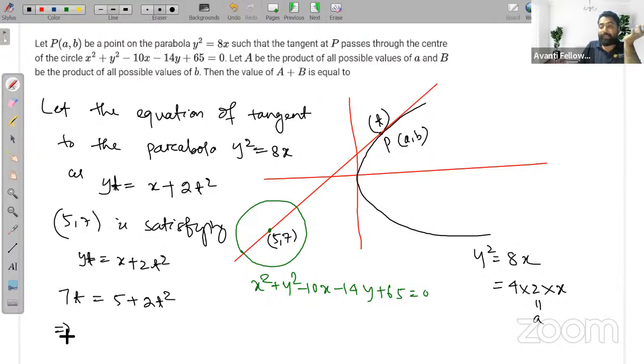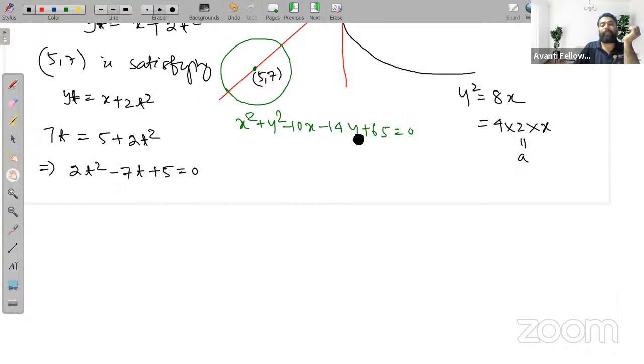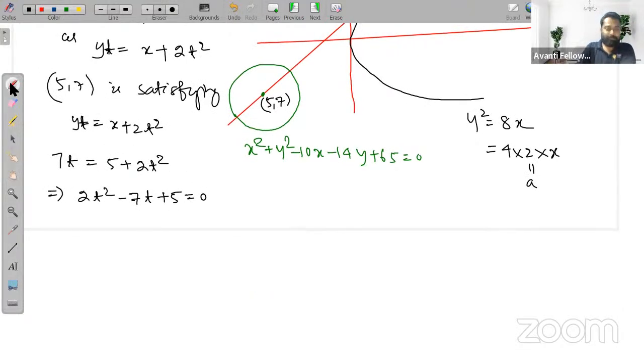So finally we are getting a quadratic equation here: 2t² - 7t + 5 = 0. Solve this quadratic equation first and try to find the value of t. By solving this quadratic equation, I am getting the value of t as 1 and 5/2. Is that clear to everyone? Yes. Okay.